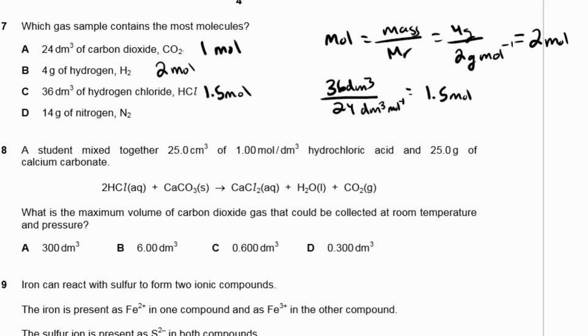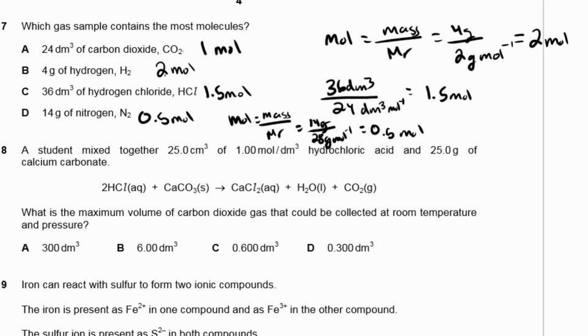And let's try D. Okay, D again, the formula for this is moles equals mass over relative molecular mass, which equals 14 grams divided by N2. Nitrogen is 14, so that is 28 grams per mole, which means 14 divided by 28, that's 0.5 moles. We have 0.5 moles.